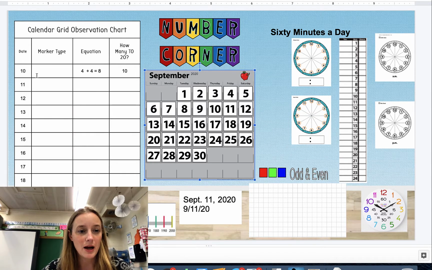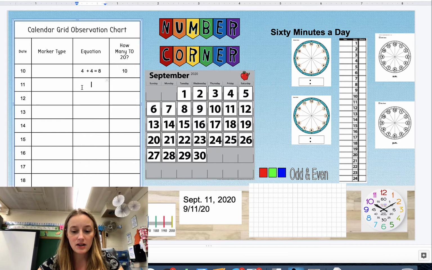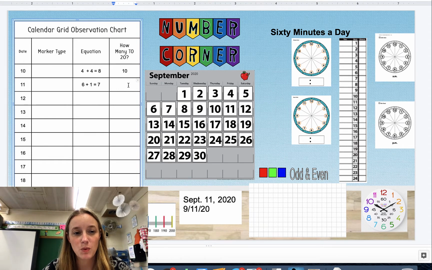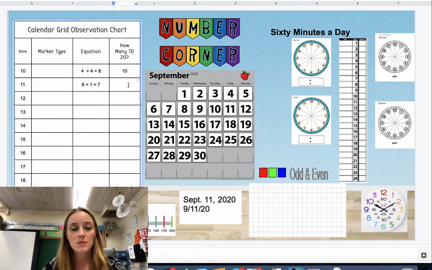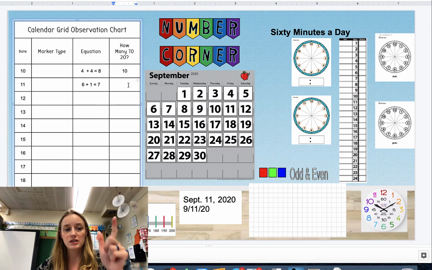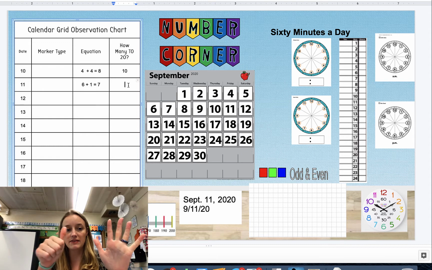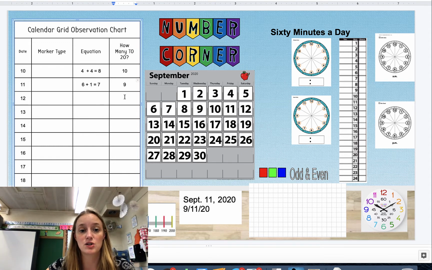So if I was to update this here, I could go 6 plus 1 equals 7. Okay, and then here, how many more do we have to 20? Well, if we're on number 11, we could count up 11, 12, 13, 14, 15, 16, 17, 18, 19, 20. So we have 9 left here to get to 20. Okay, so that's it for this today.